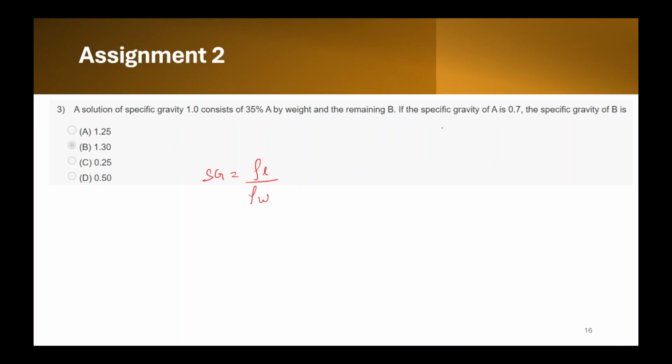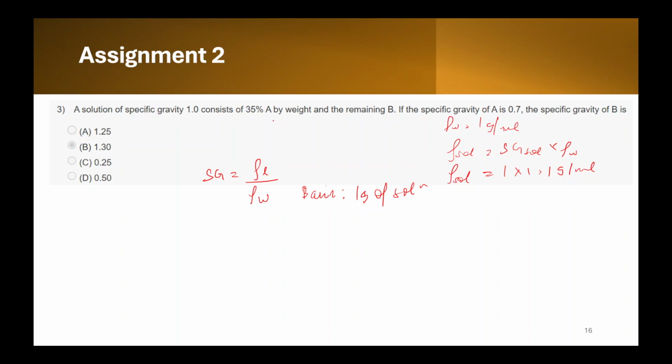So rho W is 1 gram per milliliter. And then rho of solution in this case will be specific gravity of solution into rho W. So 1 into 1 is 1 gram per milliliter, the density of solution. So you found out the density of solution. Let's say you take a basis of 1 gram of your solution.